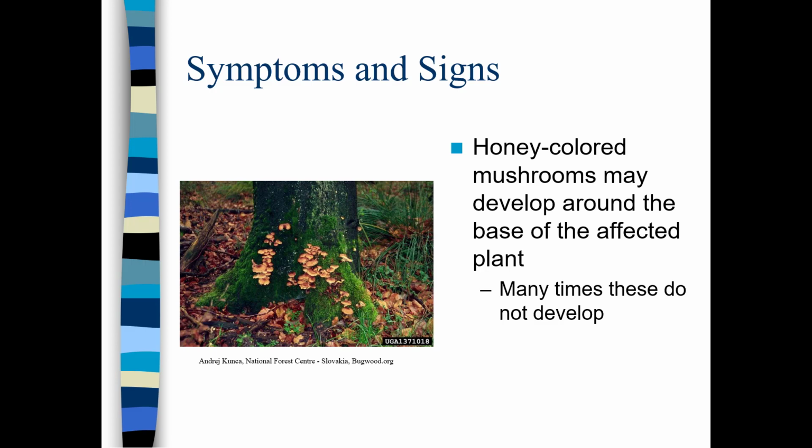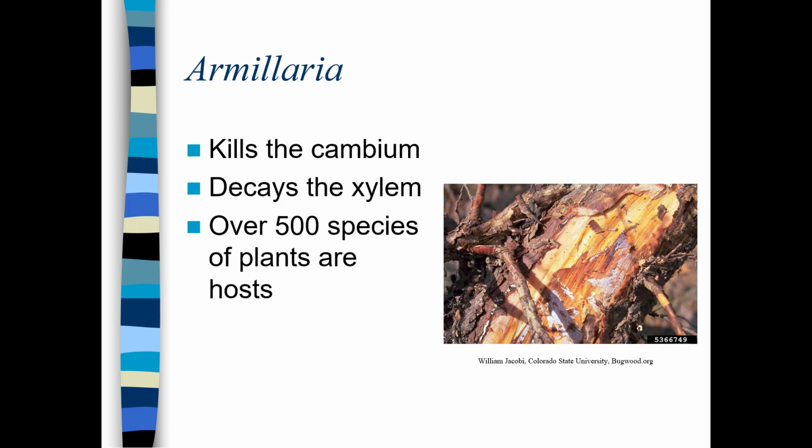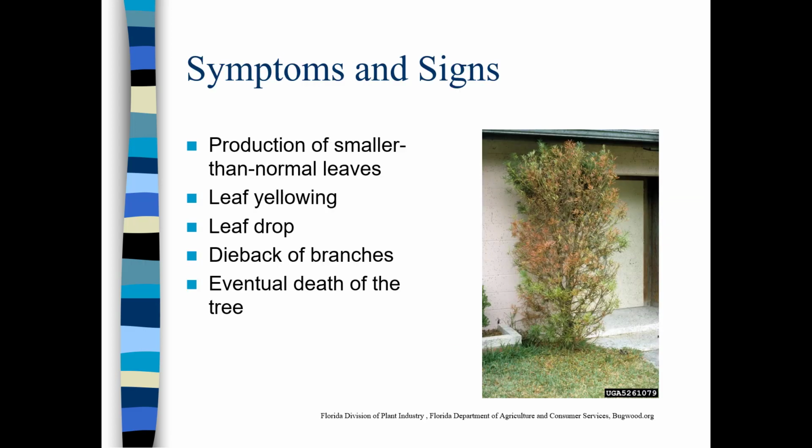So one of the signs you might see are these honey-colored mushrooms around the base of the plant, but this is not a telltale sign all the time. It doesn't always occur. What it does is it kills the cambium, decays the xylem, and over 500 species of plants are hosts for this horrible disease. So you start off with production of smaller than normal leaves. The leaves begin to yellow, the leaves begin to drop, then you have dieback of branches, and eventually the death of the tree.